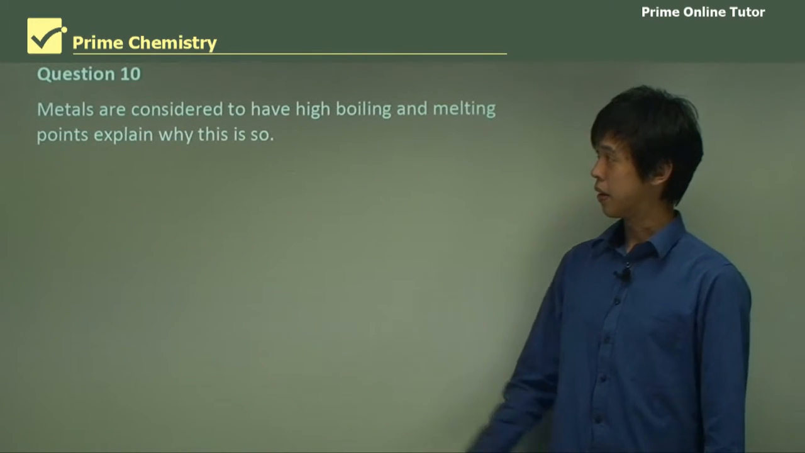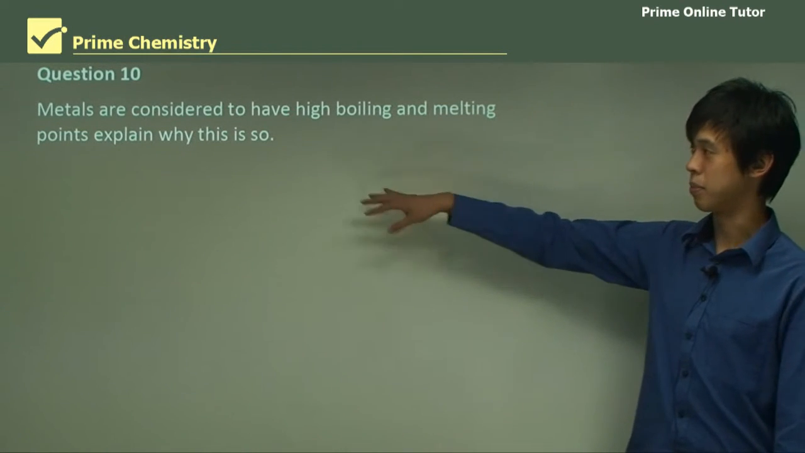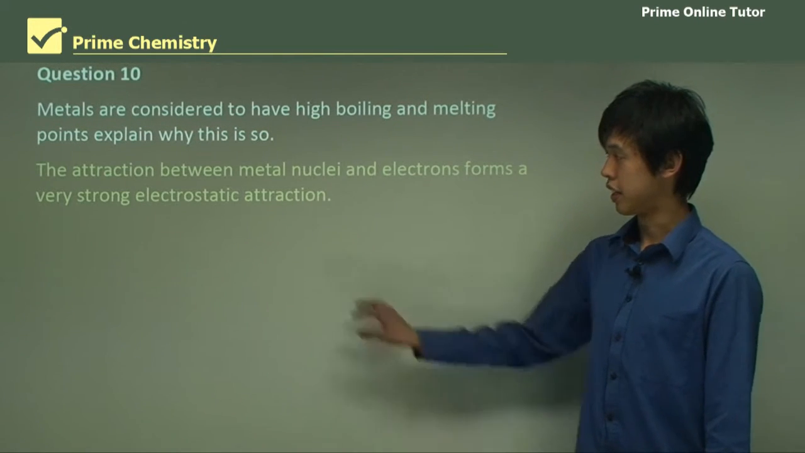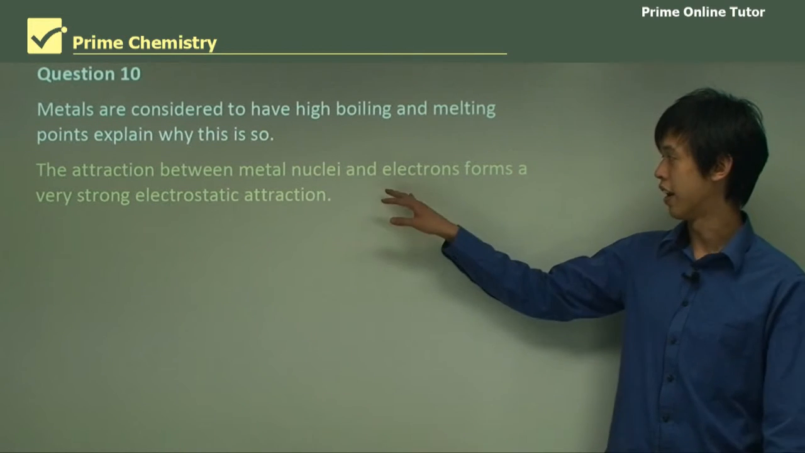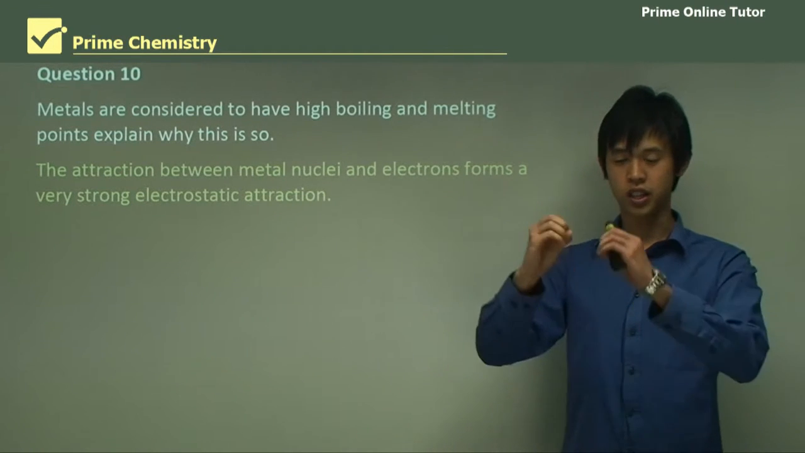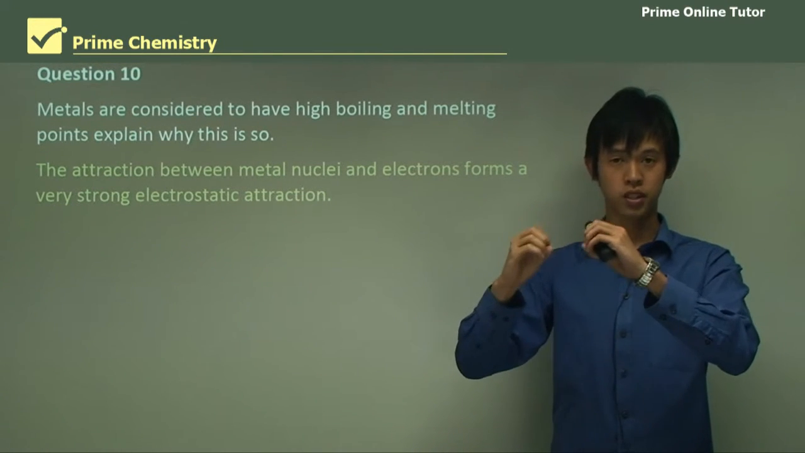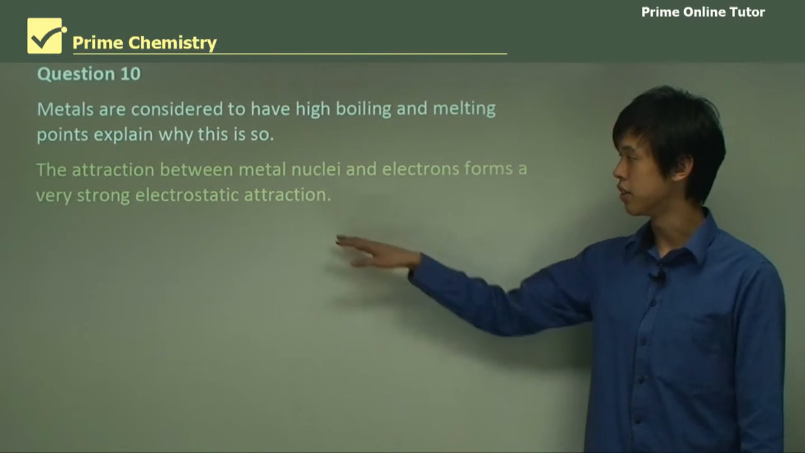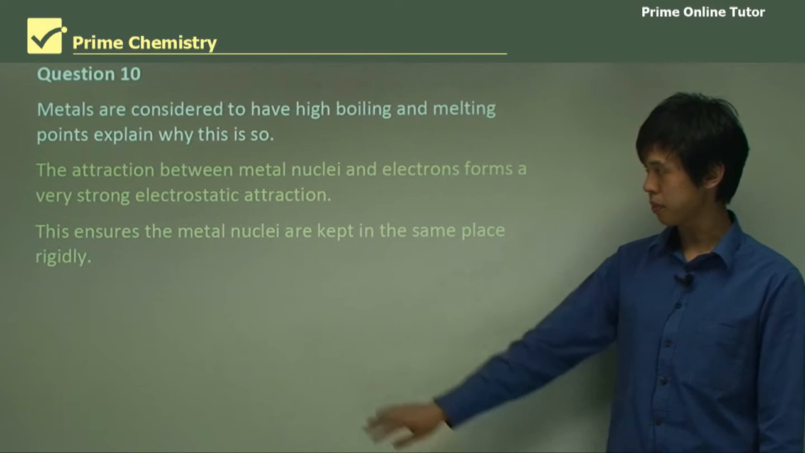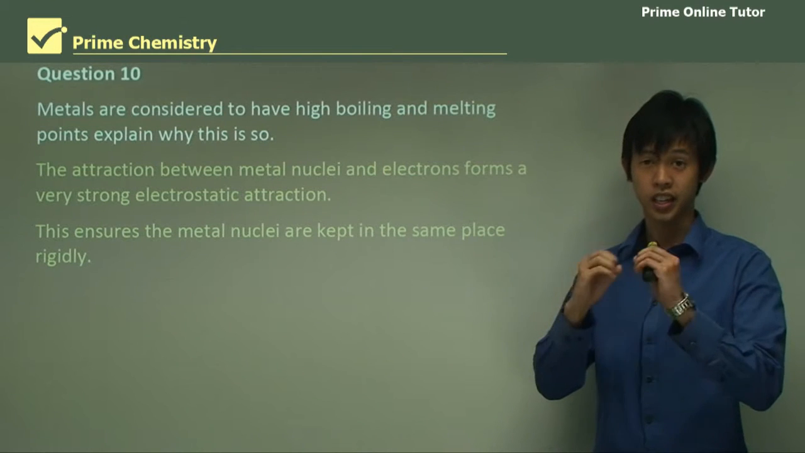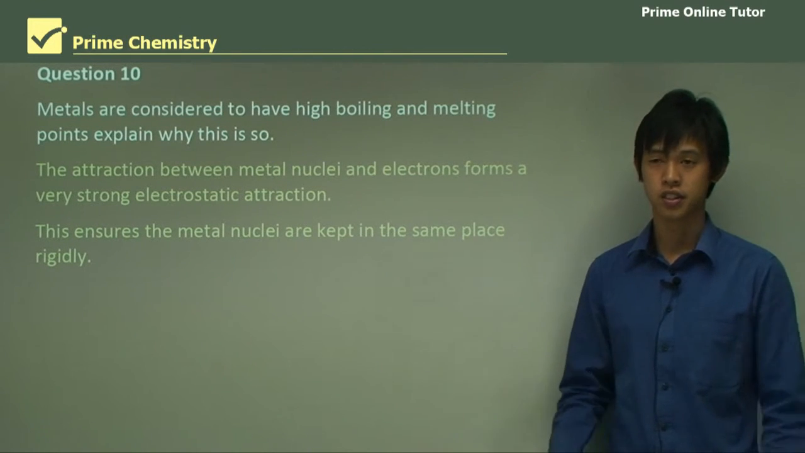So question 10, metals are considered to have a high boiling and melting point. Explain why this is so. Okay, so why would metals have a high boiling or melting point? Well, the attraction between metal nuclei and electrons forms a very strong electrostatic attraction. So when you have the nuclei of the metal, you've got these very big positive charges, and you've got all these negative charges swirling around them. So the attraction between those two is very, very strong. And that ensures that the metal nuclei are kept in the same place rigidly. So the metal nuclei are always held in place by these electrons and protons.